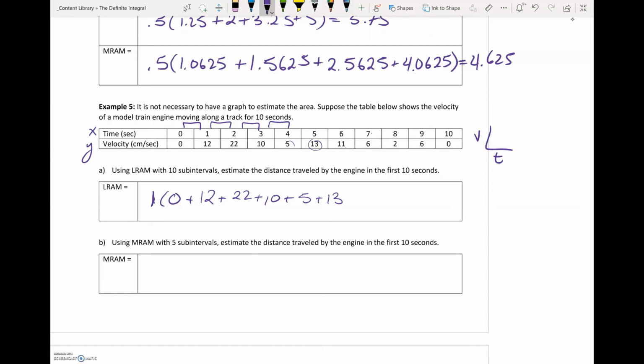Between 5 and 6 will be 13 as my most left. Between 6 and 7 is going to be 11. Between 7 and 8 is going to be 6. Between 8 and 9 is going to be 2. And then between 9 to 10, that's going to be 6. So we're just going to add these all together and then just multiply by 1, which is 87. And if you think about our units here, it's going to be in centimeters because we're looking at distance, and our velocity is centimeters per second.